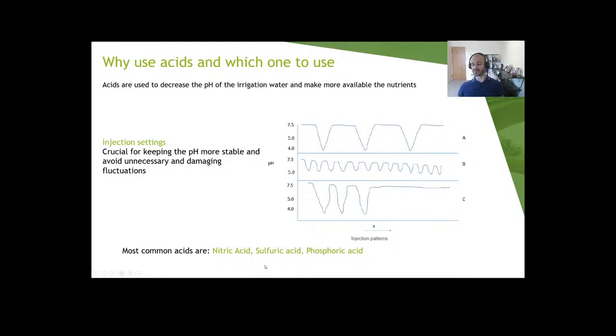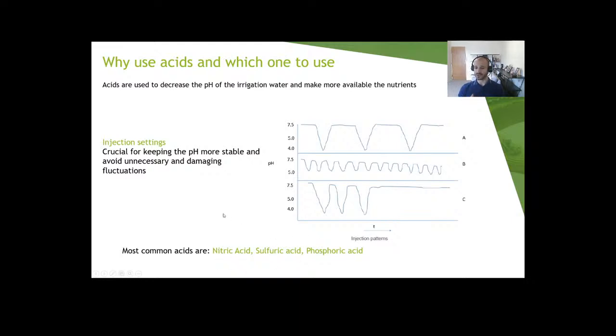The common ones are, for example, sulfuric acid, which is relatively cheap in agriculture, but it's a bit dangerous in handling, in terms of health and safety. So many farmers, many growers, actually prefer nitric acid. Or phosphoric acid, which is a bit more expensive, but sometimes is preferred as well. So these are the most common ones.